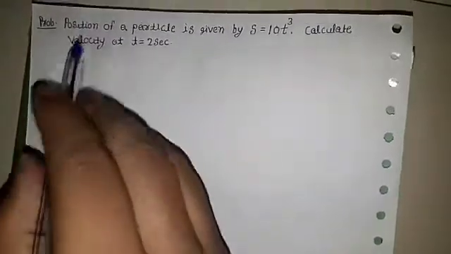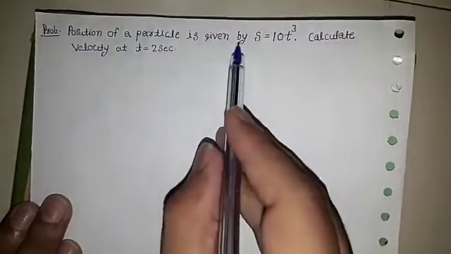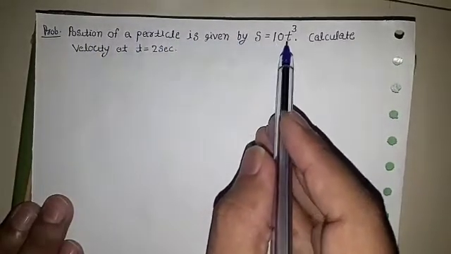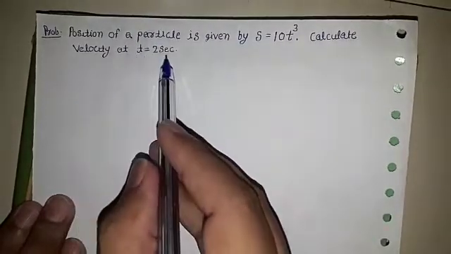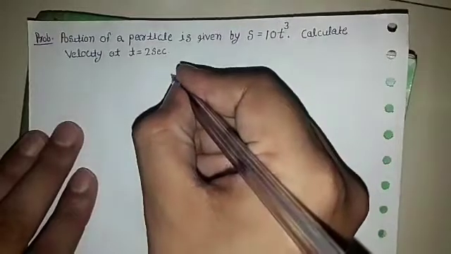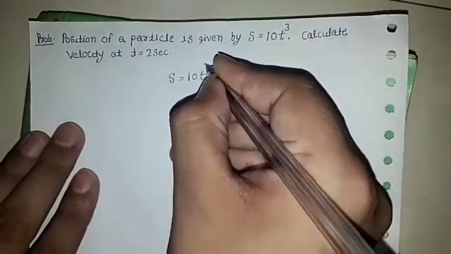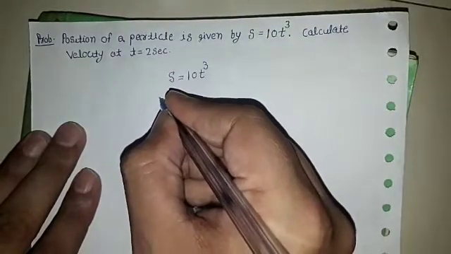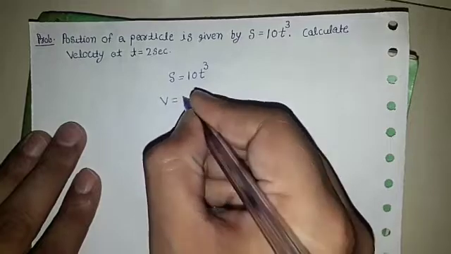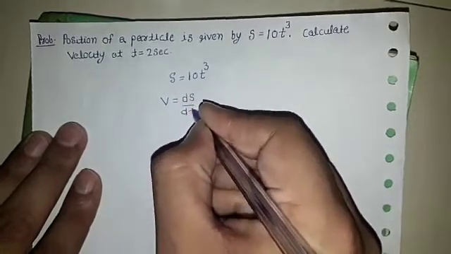Next problem, problem number 2. Position of a particle is given by s is equal to 10 t to the power 3. Calculate the velocity at t equal to 2 seconds. Here displacement is given, s is equal to 10 t cube. To determine the velocity, we have to differentiate displacement with respect to time. So we can write v is equal to ds by dt.